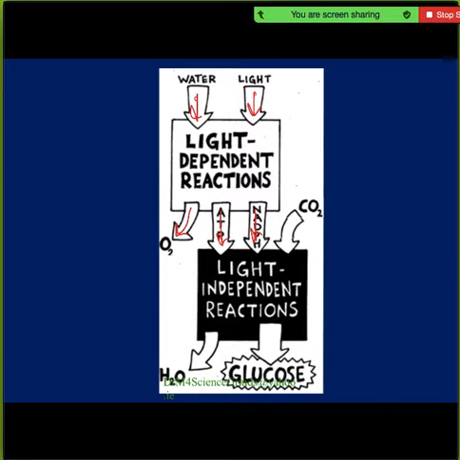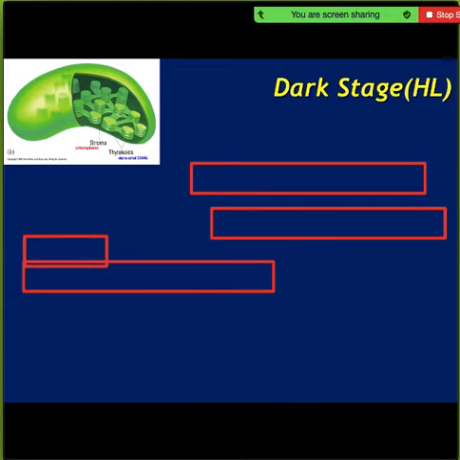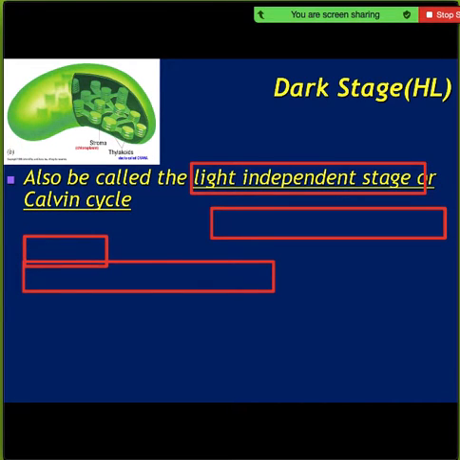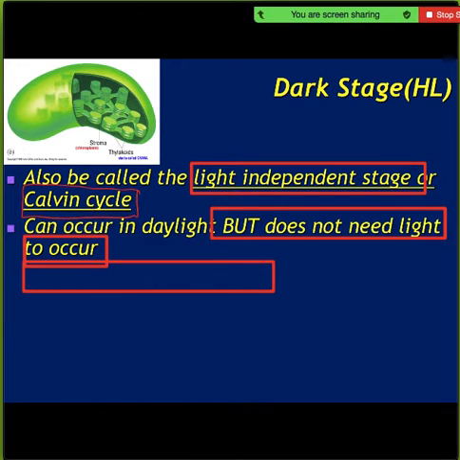In terms of pathways, it is so much easier than the light stage because of the level of detail that we do in it for Leaving Cert. So we've said this earlier, but we'll just repeat it. It can be called the dark stage, the light independent stage, or the Calvin cycle. Usually it is these two. It's the dark stage, and what's the alternative name? Light independent stage. This would be the top answer.